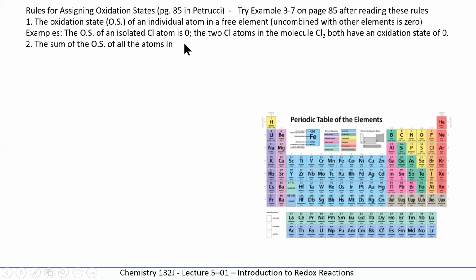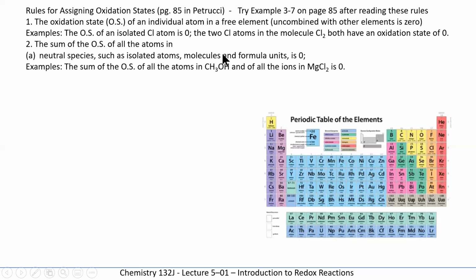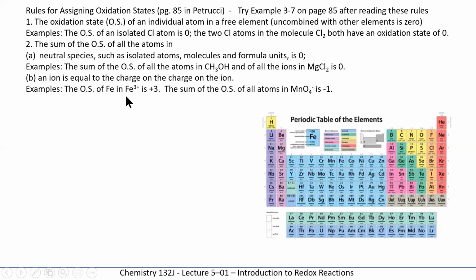The sum of all oxidation states of all the atoms in a neutral species, such as an isolated atom or a molecule or a formula unit, is always assigned 0. For example, if I had methanol, CH3OH, the total oxidation state for the carbon, the hydrogen, and the oxygen in this molecule would equal 0. Similarly, for a formula like magnesium chloride, which is an ionic compound, the total oxidation state for both the magnesium and the chlorine is 0. Now, if you have an ion that's assigned a charge, in the case of ferric ion, the oxidation state is always the charge on the ion. This one here is permanganate. The overall charge adds up to -1, which means if I added the oxidation states of the manganese and the 4 oxygen atoms, it should add up to -1. We'll go into the rules for individual atoms as we move forward.